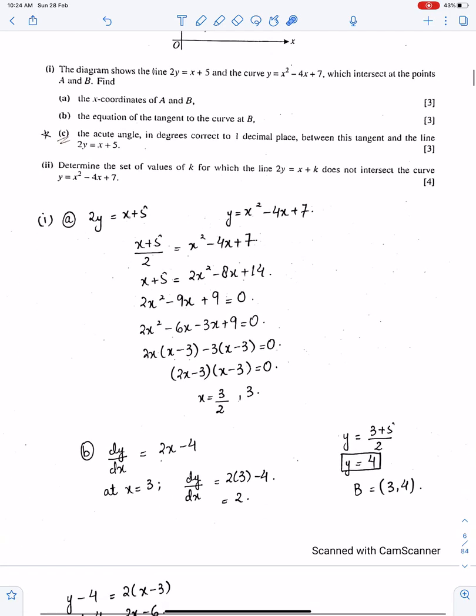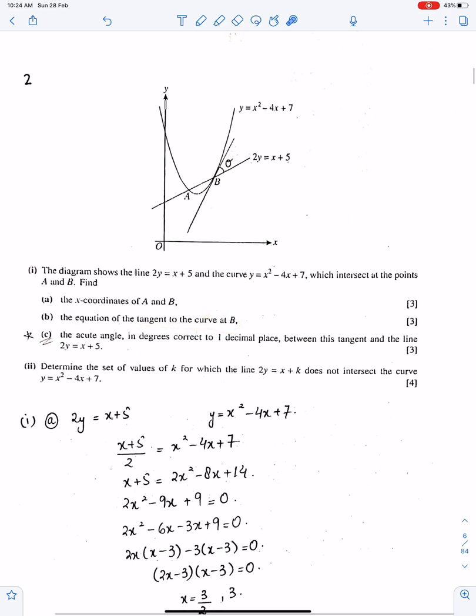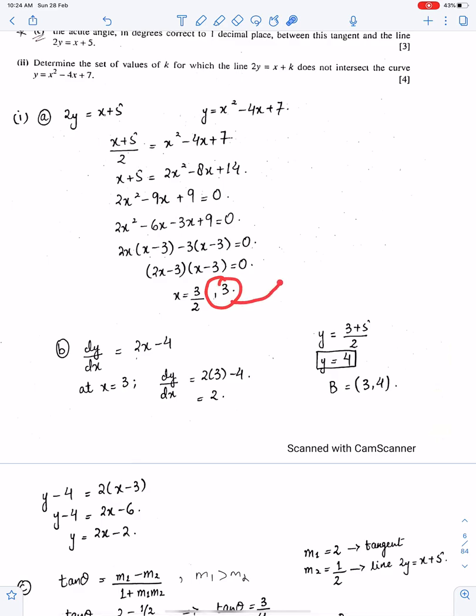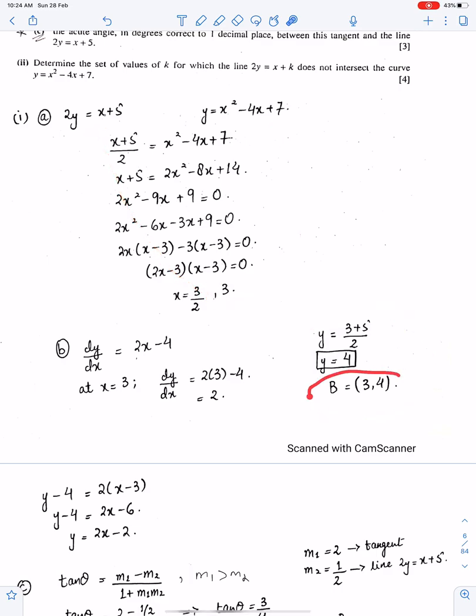Second part, find the equation of the tangent at B. This is the tangent at B. We need the equation of this tangent. For that, we must have the coordinates of B and the gradient of the tangent. For the coordinates of B, use this x coordinate. Substitute this here or here to get the y coordinate of B. So this is the coordinate of B, (3, 4).